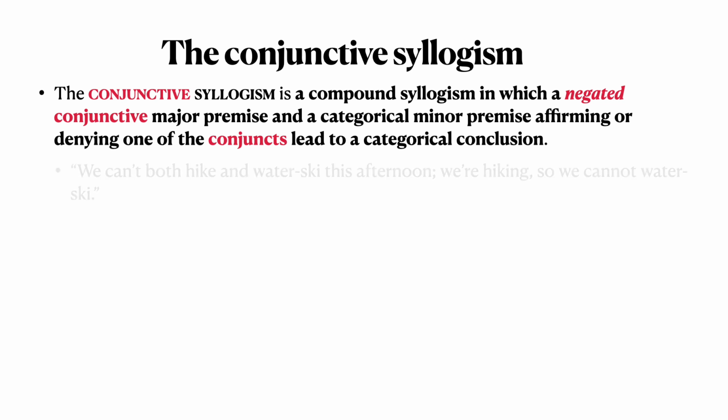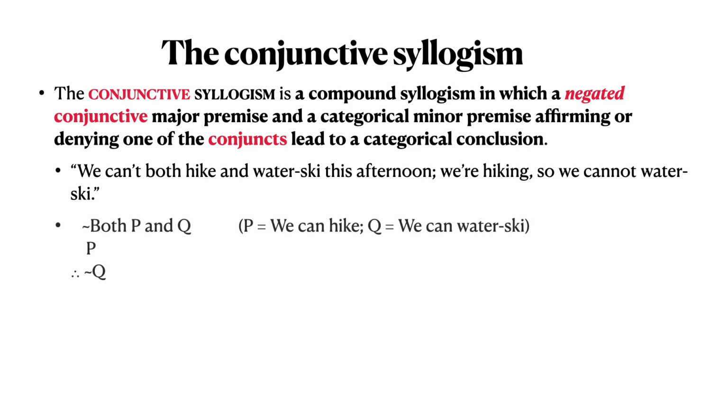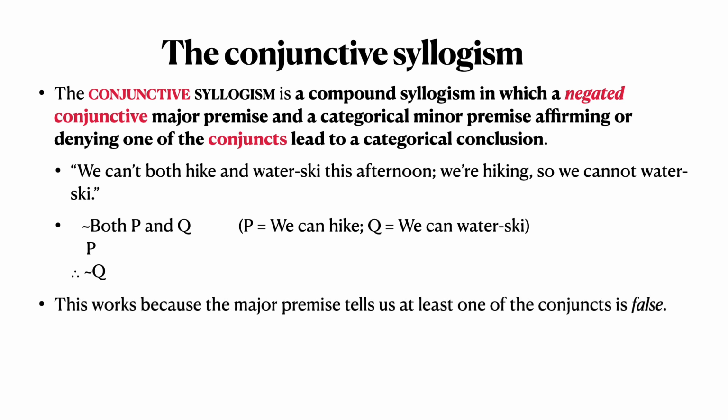So here's an example. We can't both hike and water ski this afternoon. We're hiking, so we can't water ski. If we wanted to write that symbolically, we might say not both P and Q, where P is we can hike and Q is we can water ski. P, we're hiking, therefore not Q, not we can water ski. And this works because the major premise tells us that at least one of the conjuncts is false. That is, the premise says not both of those things.